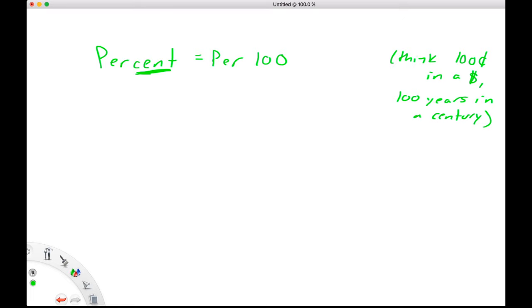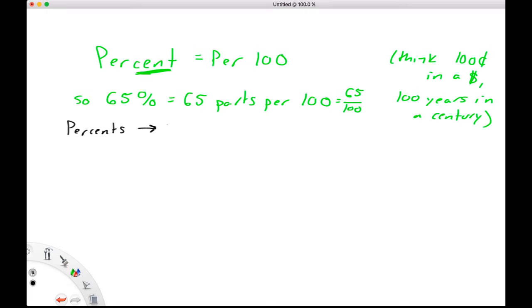And so we can think about a percentage almost like a fraction. In other words, we could say something like 65% is really 65 parts per 100. In other words, it is quite literally 65 100ths of a whole. Right, and by that definition, it makes it pretty nice for us to convert percents to fractions.